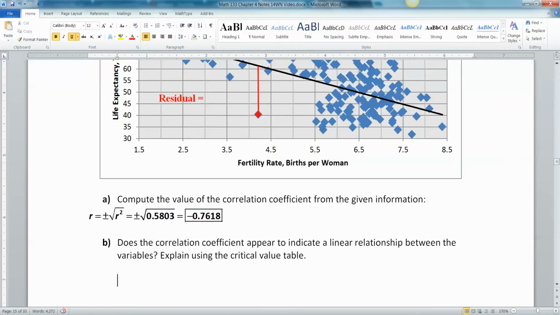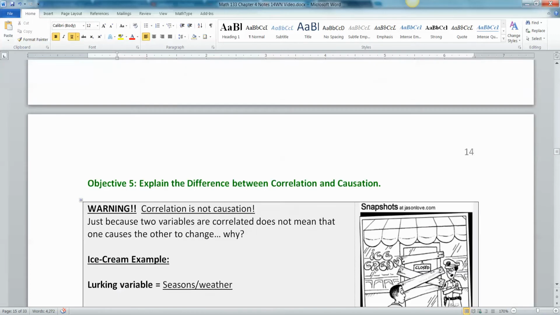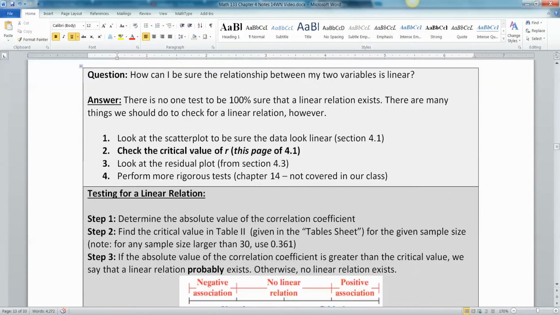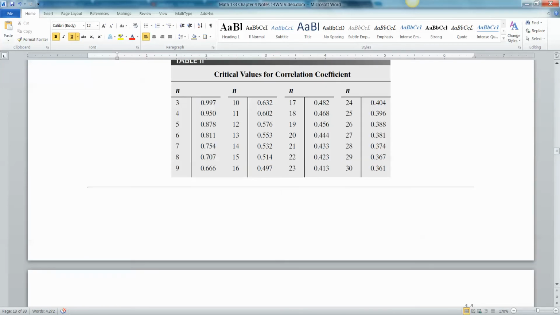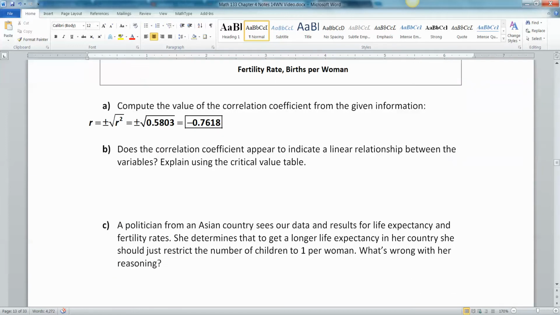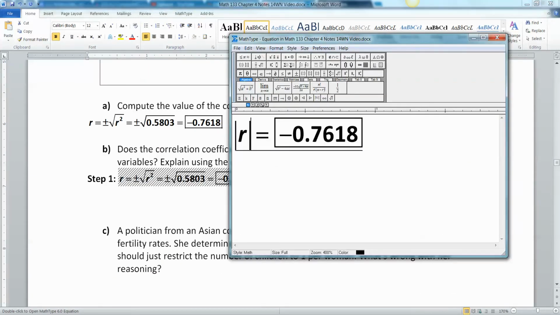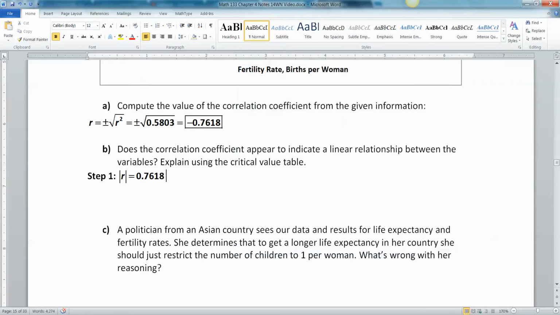Now, what kind of relationship does that appear to be? And does it appear to be linear? Using the critical value table. Okay. Well, that was back a few pages. It was right back here. So we're going to take the absolute value of R, and then we're going to compare it to what we have available to us in this table. All right. So let me go here. Okay, so we want, for step 1, the absolute value of R. That's going to make it positive 0.7618. Right? Absolute value will turn it positive.